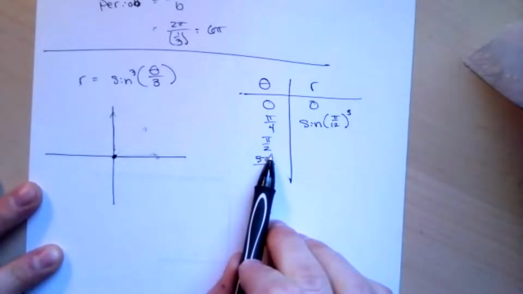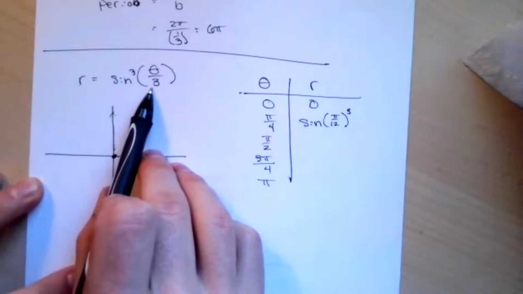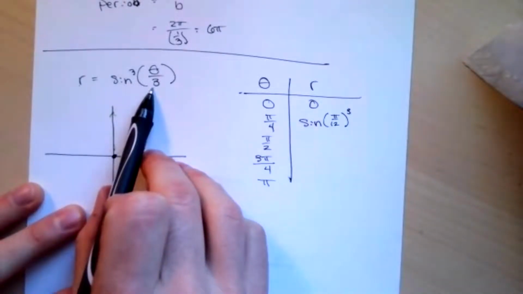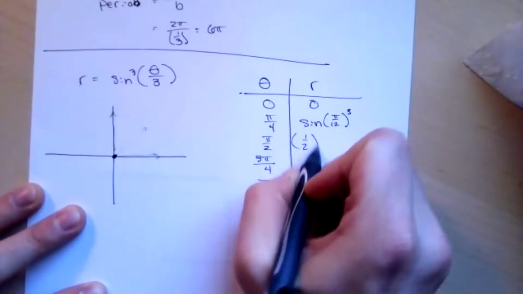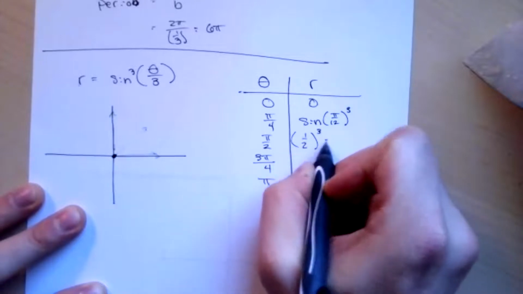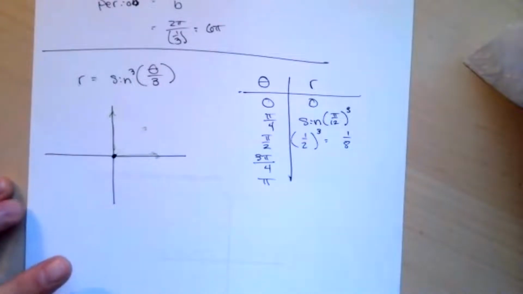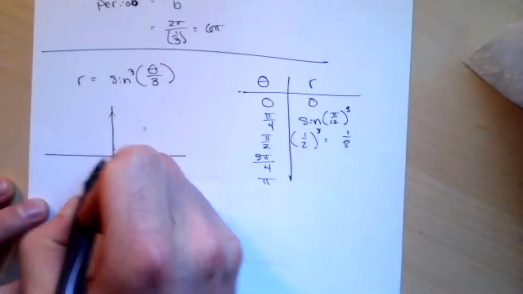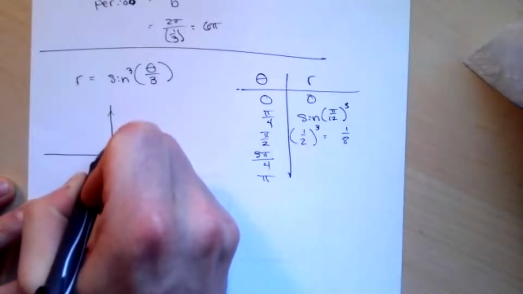When we get to pi over 2, we'll have sine cubed of pi over 6. So that we can compute. Sine of pi over 6 is going to give us 1/2, cubed will give us 1/8. So not big. It's going to be pretty tiny. So maybe here is going to be our 1/8.